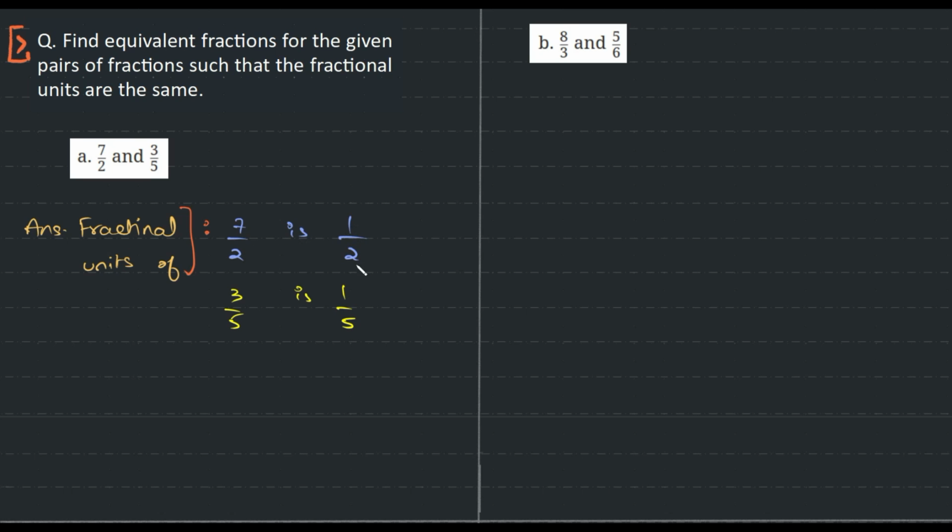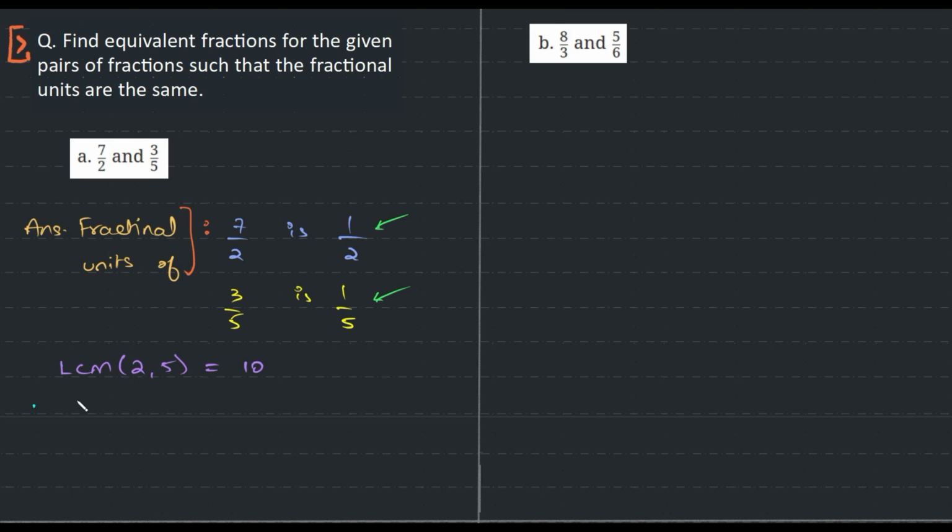We are distributing half 7 times. That's what it means. They want this to be equal. How do we do that? Find equivalent fractions for the given pair of fractions such that the fractional units are the same. So I need to make 5 and 2 the same. How? I need to multiply with something. What is that something? Basically, we are looking at the LCM of 2 and 5. As simple as that. What is the LCM of 2 and 5? 2 5s are 10.